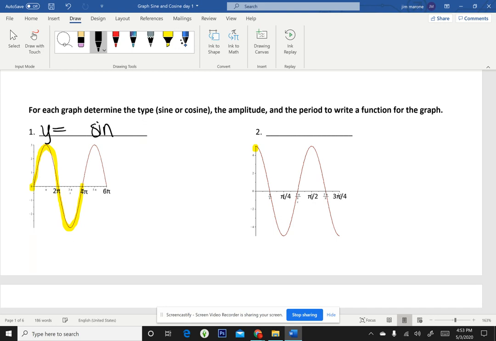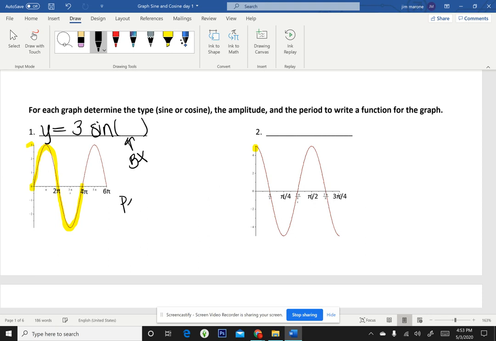The amplitude is how high that graph goes. I see here that the amplitude is 3, so my amplitude is going to be 3 up here. Then we're going to figure out what goes in the parentheses, what we're taking the sine of. That in there is b times x.